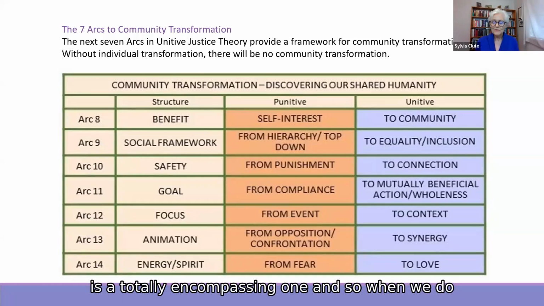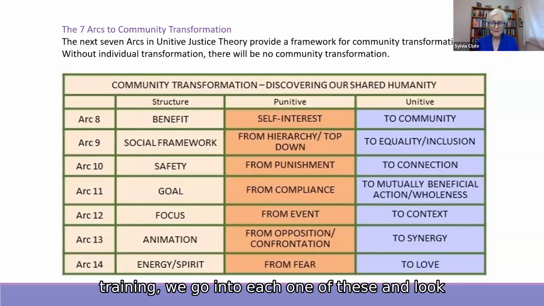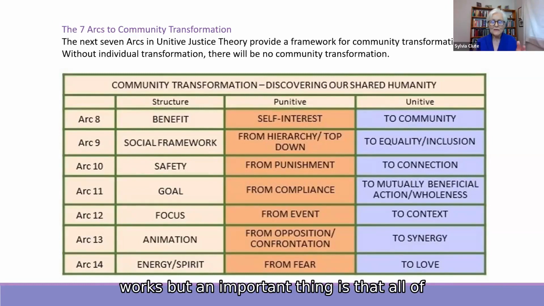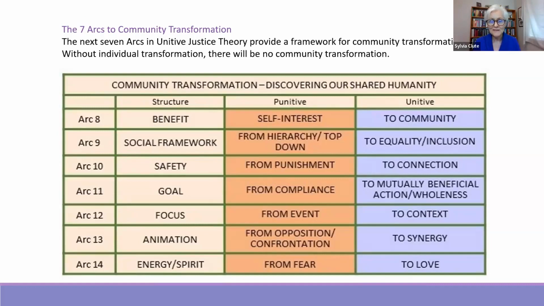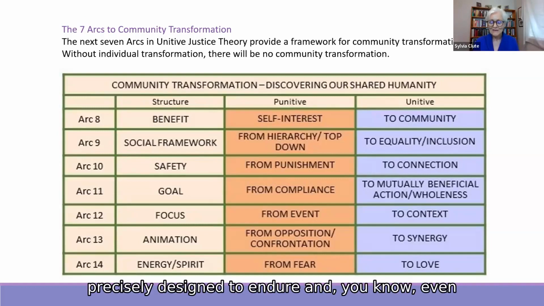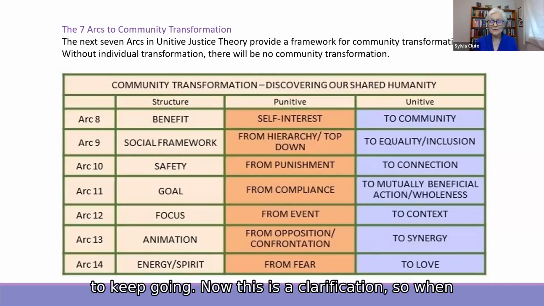And so when we do training, we go into each one of these and look at how each structure works. But an important thing is that all of the structures in the punitive system sustain and support the others. And in the unitive system, each structure also sustains and supports the other. So they're really integrally designed to be self-sustaining and ongoing. And that's how our punitive system, although it doesn't work so well, it's lasted for a long time because it's very precisely designed to endure. And, even when it doesn't work, it's still set up to keep going.